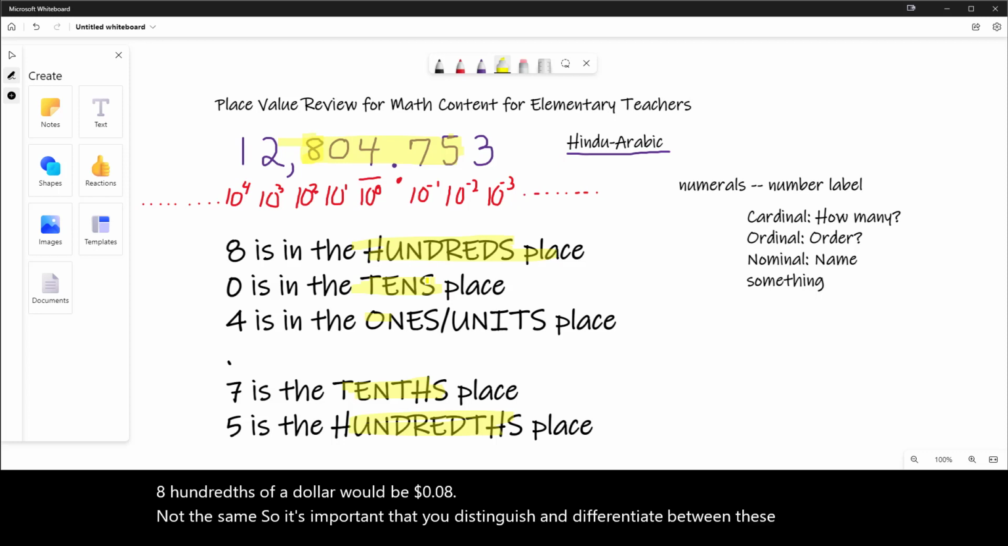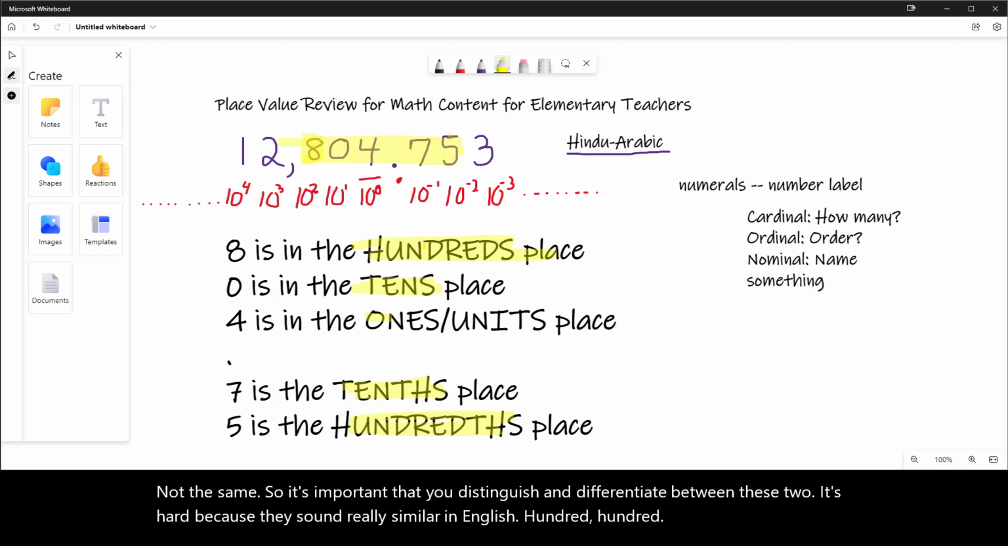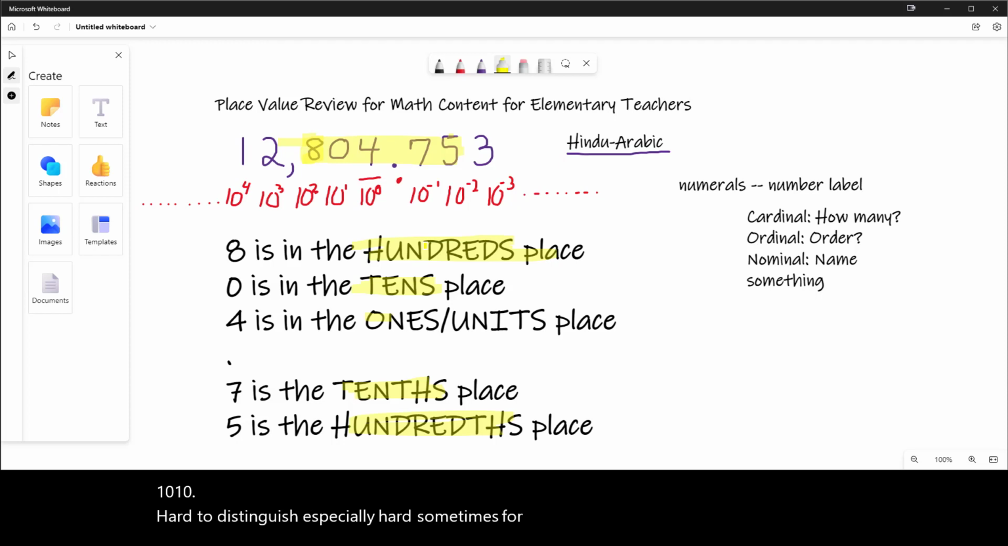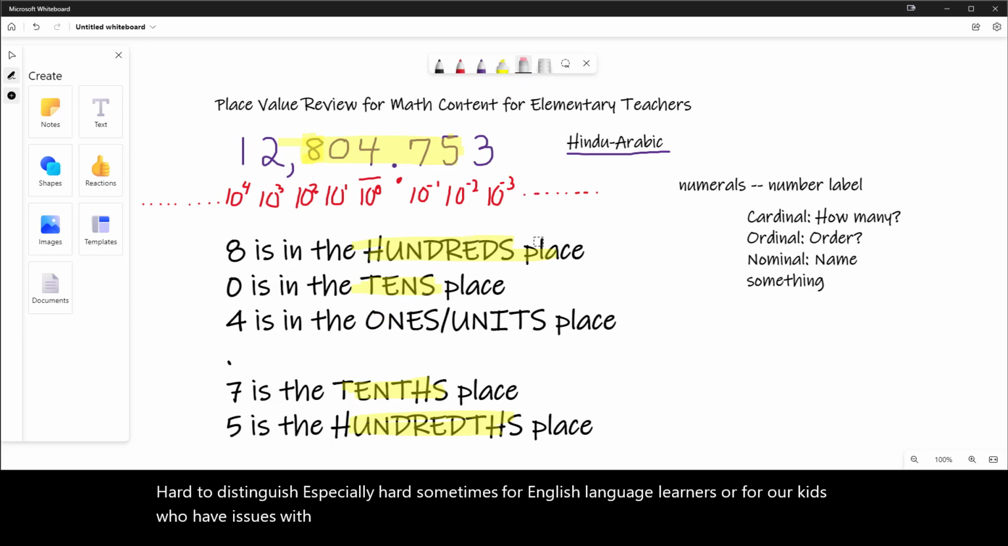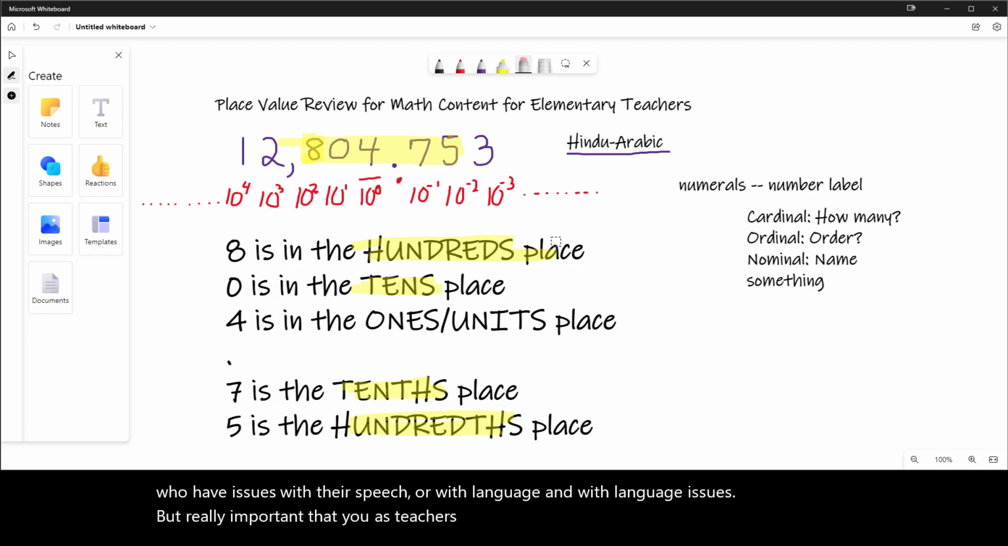It's hard because they sound really similar in English. Hundred, hundredth. Ten, tenth. Hard to distinguish, especially hard sometimes for English language learners or for kids who have issues with their speech or with language issues. But really important that you as teachers distinguish this and can differentiate them yourselves.